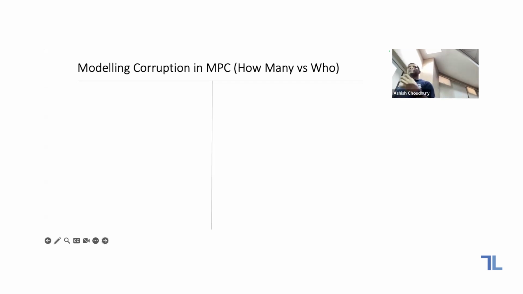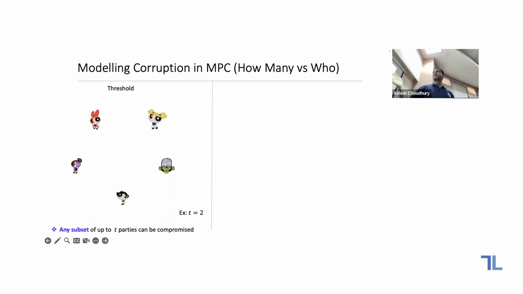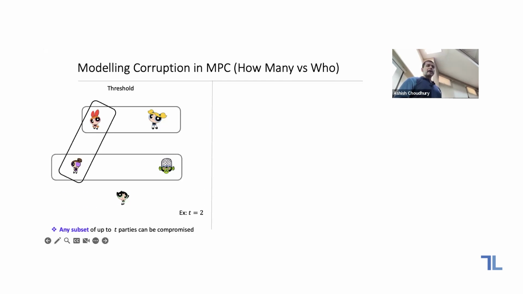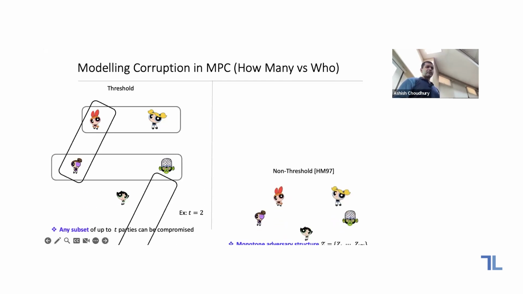But now the question is, how do we model that corruption? There are two models to measure the amount of corruption which can happen in the protocol execution. The more popular one is the threshold corruption model, where we assume that the adversary has the resources to corrupt any subset of up to T parties in the protocol execution. For example, if T is equal to 2 and you have 5 parties, then during the protocol execution, the adversary can corrupt any 2 out of these 5 parties, and you won't know which 2 parties are going to be corrupted.